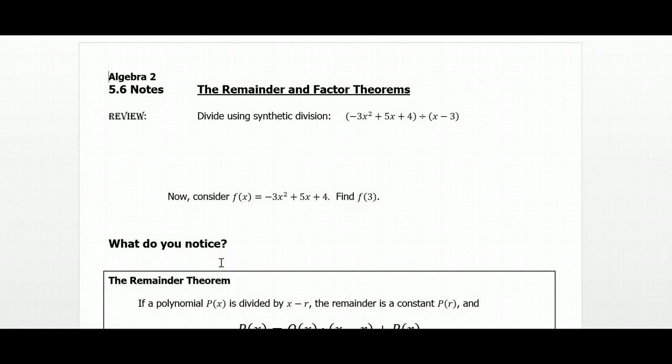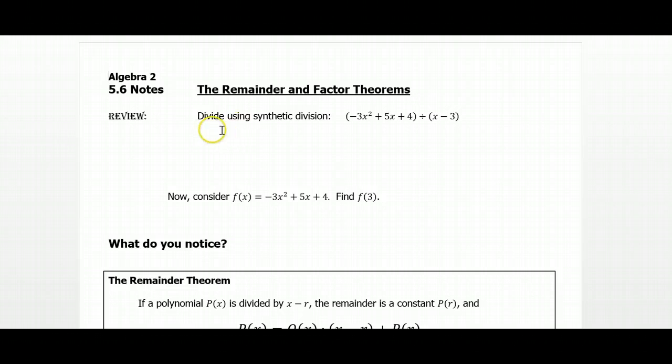Hey guys, this next video is going to launch the start of our next unit, which is going to be an extension of what we did with polynomial functions. But in this unit, we're going to be looking at a lot of specific theorems, which are essentially mathematical laws dealing with polynomials. And two of those we're going to look at today.